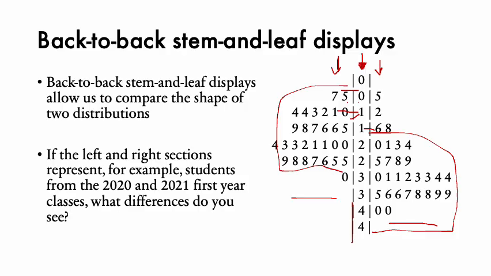We didn't have anybody with a 4.0 in 2020, but in 2021, we had several people with 4.0s. Most of our students have 2 point somethings or 1 point somethings in 2020. Most of our students have 3 point somethings in 2021. So this is called a back-to-back stem and leaf display, and it's good for quickly being able to compare two different data sets, where otherwise you'd have to kind of flip back and forth between different tables.